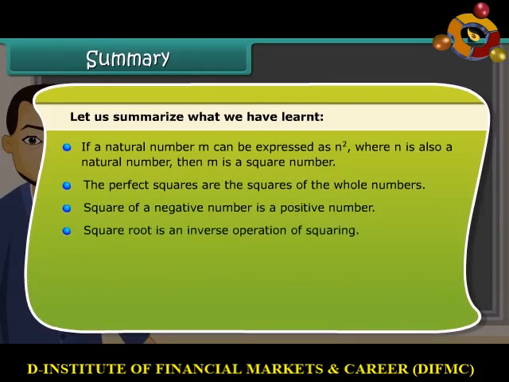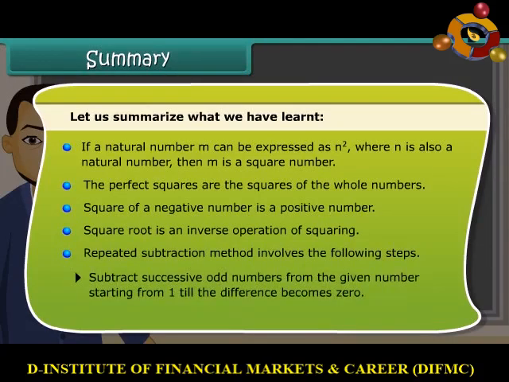Square root is an inverse operation of squaring. The repeated subtraction method involves the following steps. Subtract successive odd numbers from the given number starting from 1 till the difference becomes 0. Count the number of steps it took to get the difference as 0.